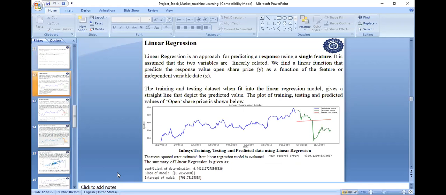Linear regression is an approach for predicting a response using a single feature. It is assumed that the two variables are linearly related. We have found a linear function that predicts the response value, share price as y, as a function of the feature or independent variable x. A training and testing data set can build a linear regression model, which gives a straight line to predict the value. From the given graph, you can see the blue line depicts the training data set, the testing is the green line, and the predicted data is red. From the above graph and data, the coefficient of determination is 0.44, the slope of the model is 0.28, and the intercept of the model is 701.75.